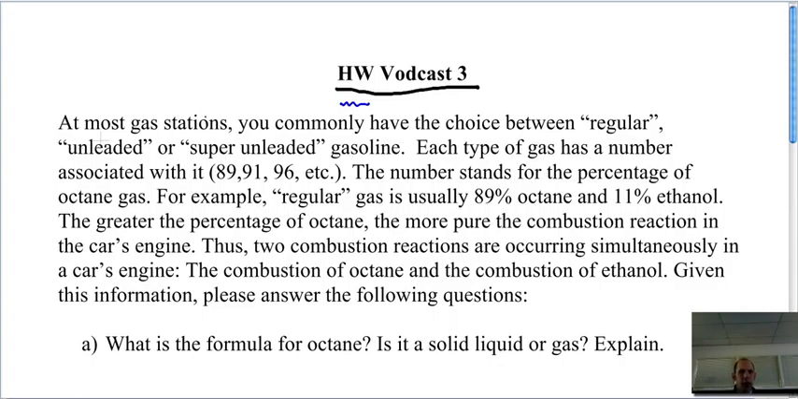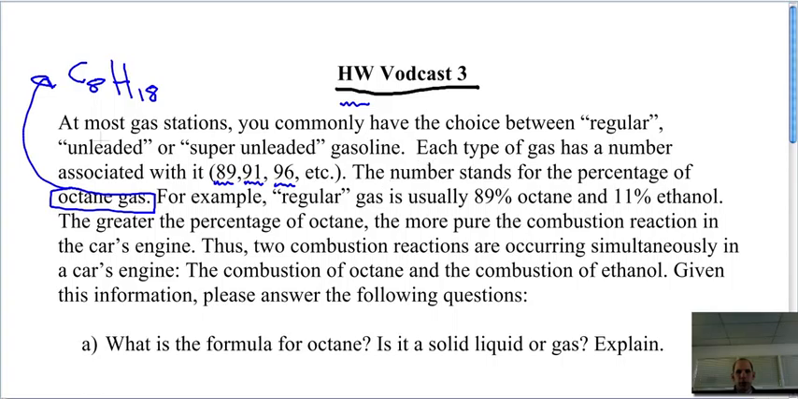for you. At most gas stations, you commonly have the choice between regular and unleaded or super unleaded gasoline. Each type of gas has a number associated with it, so we often see these 89s, 91s, or 96s on the gas tank. This number stands for the percentage of octane gas. Okay, so before we continue, we know that oct means 8, so 8 times 2 is 16 plus 2 is 18. Okay, so we know that's octane.